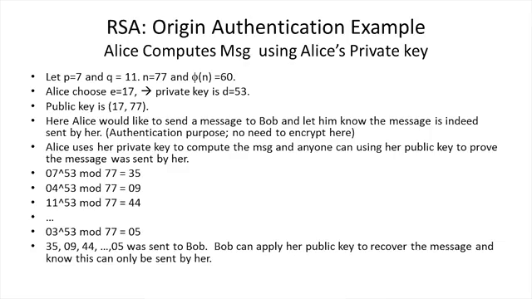Let's use hello world, the encoded version. 7 to the power of Alice's private key 53 mod 77 is 35. 4 to the power of 53 mod 77 is 9, and so on until 3 to the power of 53 mod 77 is 5. So Alice will send 35, 9, 44, 5 to Bob. Bob can apply her public key and recover exactly the message. And this cannot be sent by anyone but her, because only she owns the private key.